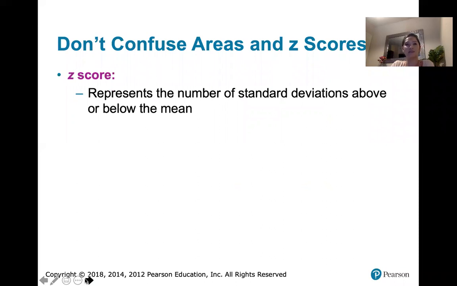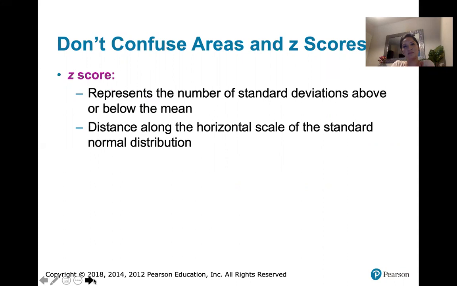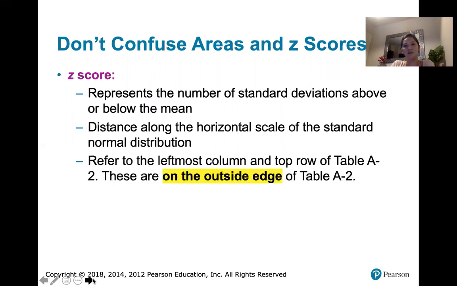The z-score represents the number of standard deviations above or below the mean. So when you're looking at that standard normal distribution, the z-scores are on the horizontal axis. Now, if you're using that table A2, the z-scores are on the outside edge of the table. You're going to use that leftmost column to find the first 2 digits of the z-score. So you get that whole number and the tenths place in that leftmost column. And then to get the hundredths place, you go to that top row. So the z-scores are on the outside of table A2.